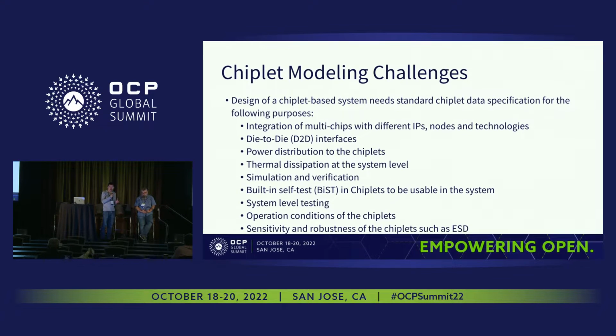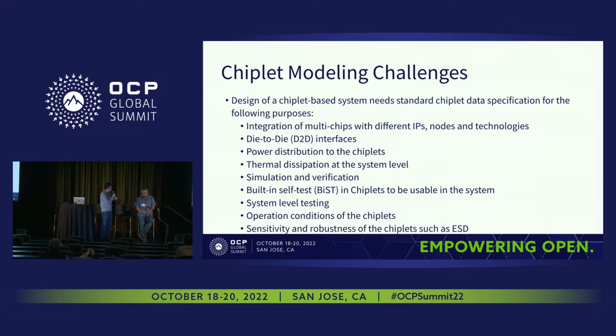Same for the power distribution. We need to learn about the power usage of each chiplet in order to put them together when we do chiplet-based system design. Same for thermal dissipation: each chiplet will have its own different dissipation when put into the system. We will require some data in order to do the overall system thermal dissipation analysis properly.